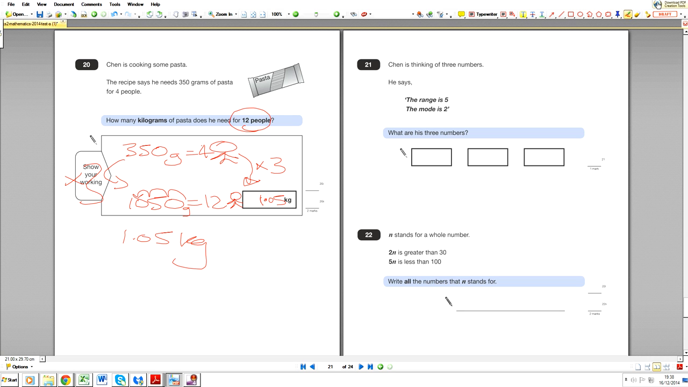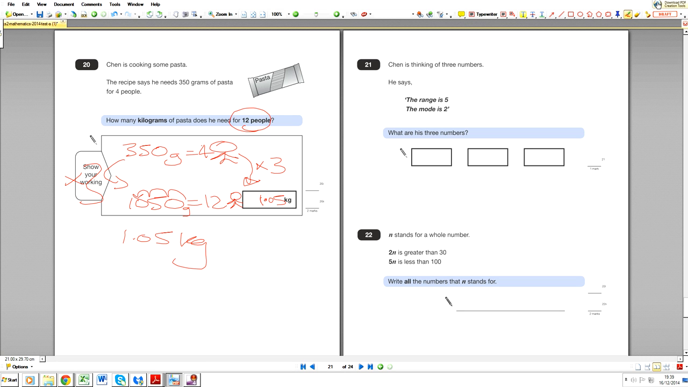1050. You put the point in there. If you didn't put the point in there, it's wrong. You get 1 mark for the grams being correct. As for kilograms, you give your answer in grams.